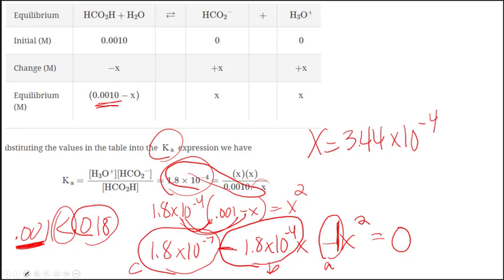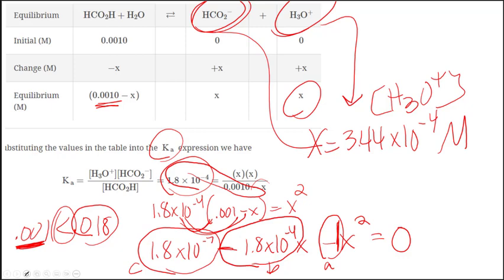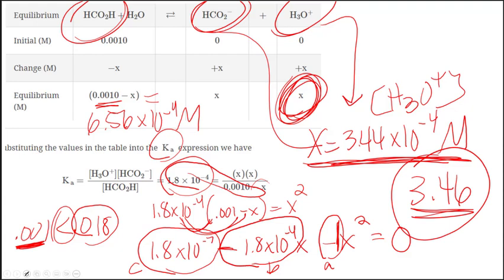When I plug it into my calculator, I get a positive value and a negative value, and obviously the negative value doesn't make any sense. So I got 3.44 times 10 to the negative 4th, and that x value is my hydronium ion concentration as well as my HCO2 concentration. And then to figure out my acid concentration, I'm going to do 0.001 minus my x to get 6.56 times 10 to the negative 4th. And to get my pH, I'm going to do the negative log of my x value. And that would give me a pH of 3.46. And that wraps up this section.